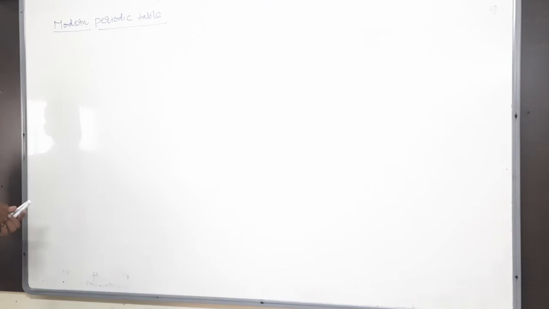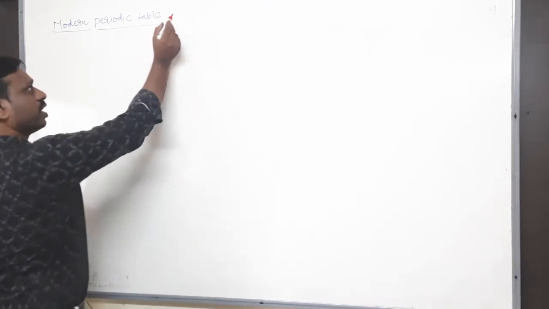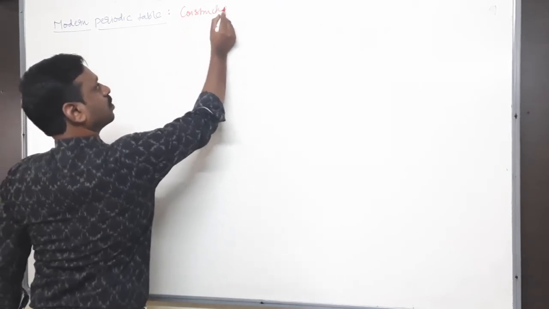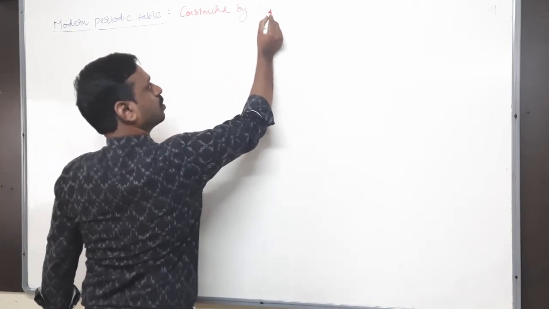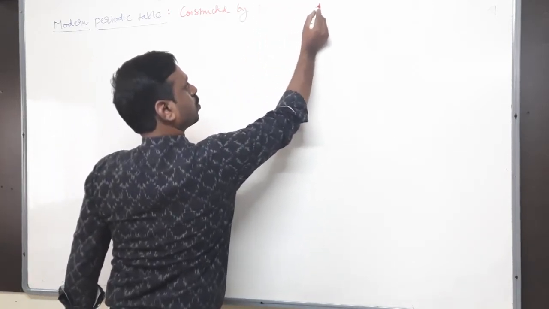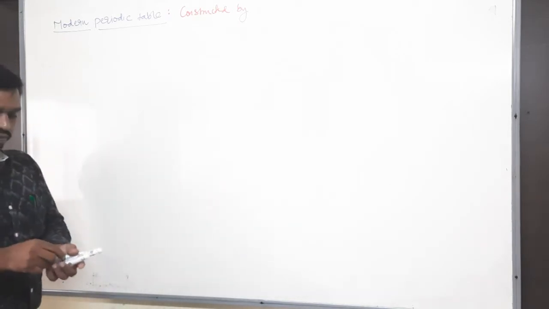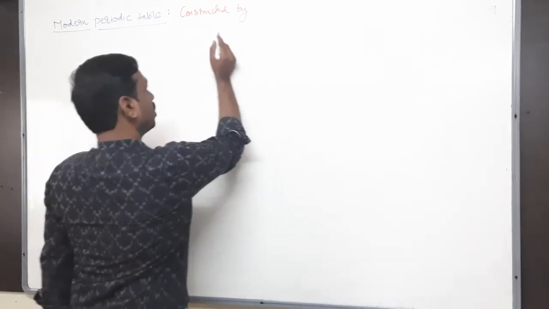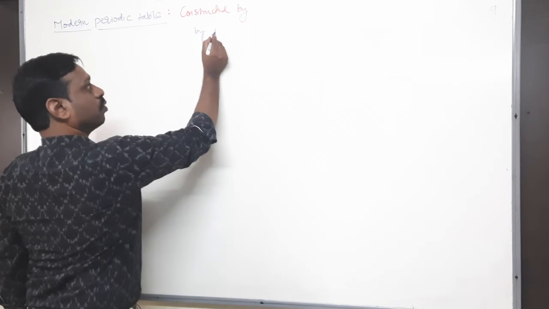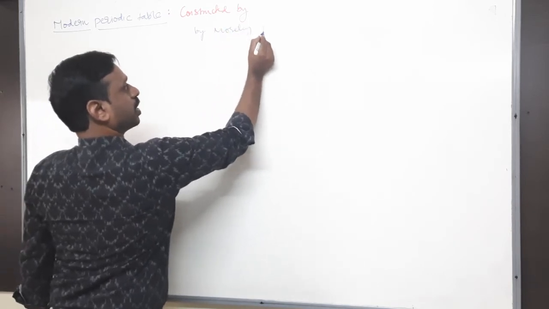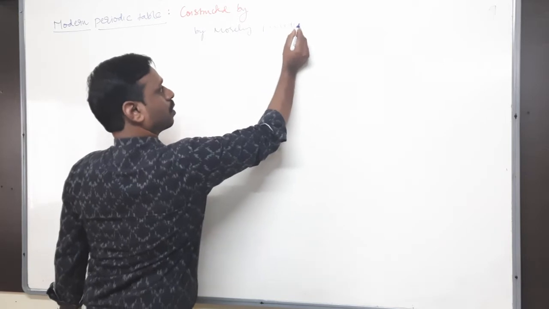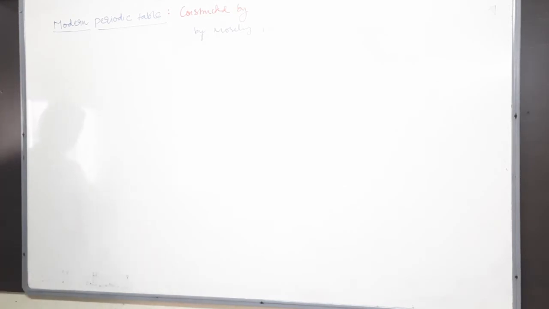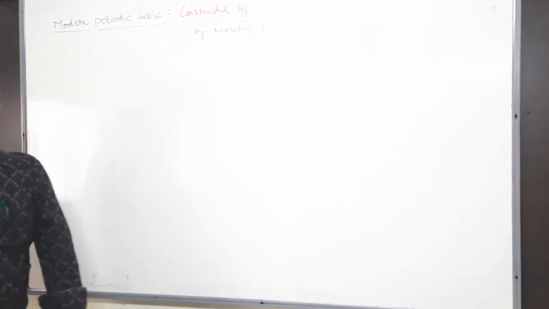Can you tell me, this modern periodic table was constructed by whom? It is constructed by Niels Bohr, right? Based on what? Based on the modern periodic law, which is given by Moseley. So based on Moseley's periodic law, Niels Bohr has constructed the modern periodic table.